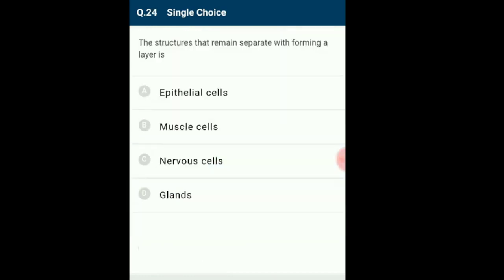Question number 24. The structures that remain separate without forming a layer. Cells or neurons are the structural and functional units of the nervous system. These cells do not form any layer and are structurally separated by getting associated with the auxiliary cells. So the answer for this question is option C, nerve cells.